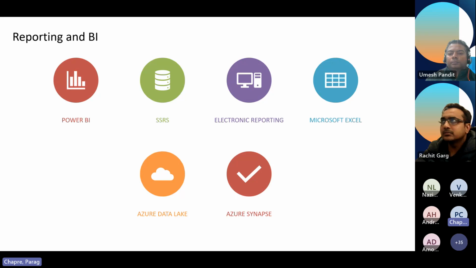What are the options with reporting here? With FinOps HR, we can customize the Power BI report. We can create the SSRS report. And there are a couple of options with reporting, like electronic reporting, Microsoft Excel, data lake. But with Dynamics 365 HR, you can't customize the existing reports. If you want to customize, in that case, you have to create a new report. You can't customize the existing report.